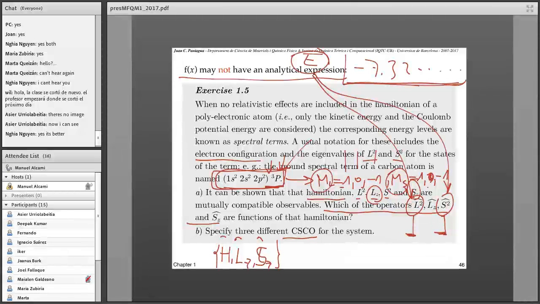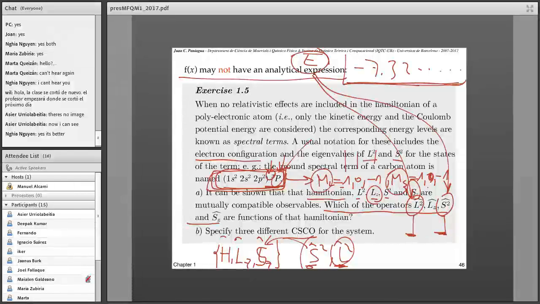In some texts, it's sometimes also included here, S square and L square. Maybe the reason is that normally, to specify a term, we do not give the energy. We give the values of these two operators. That means the letter and the multiplicity, because that information is much more informative than the energy. The energy is a number, but for qualitative discussions, to know if this system has, for instance, a magnetic moment or not, it is much more interesting to know the value of these two observables.